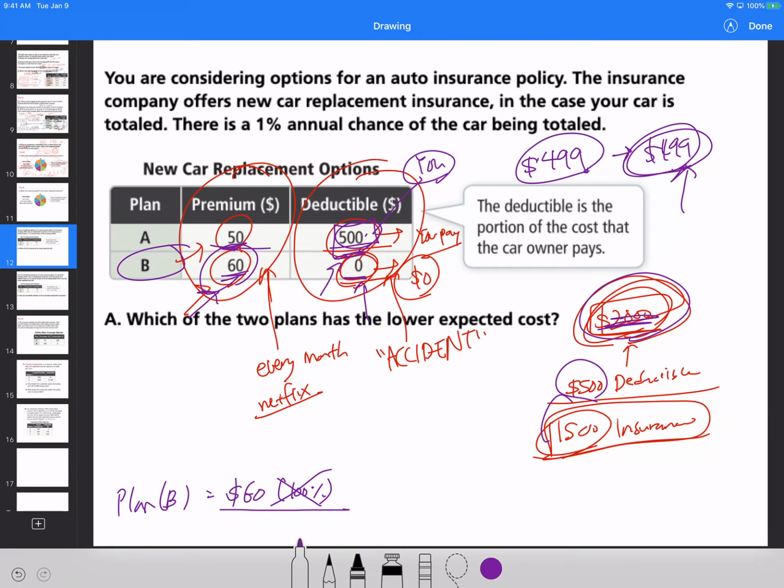And then for Plan A, it's the same thing with $50. So in a sense, if you were the customer, obviously you would go for $50 because that's cheaper, right?